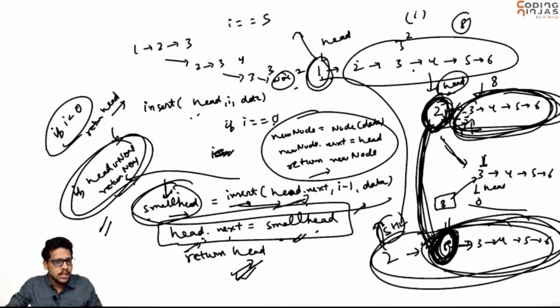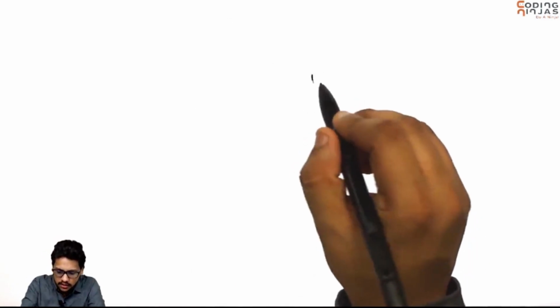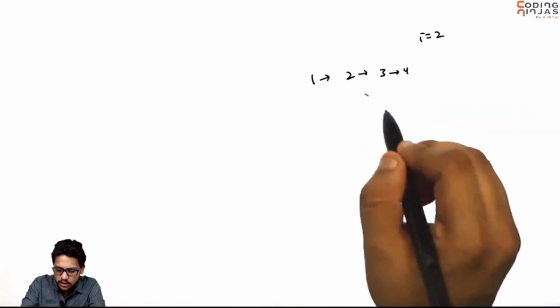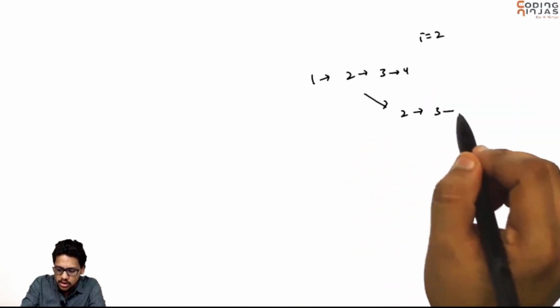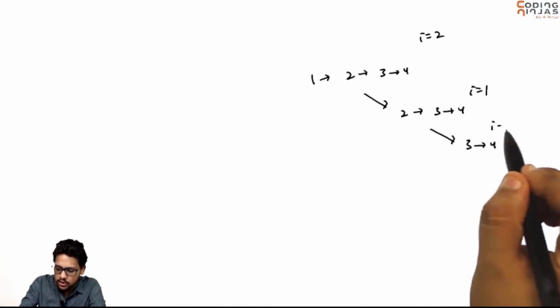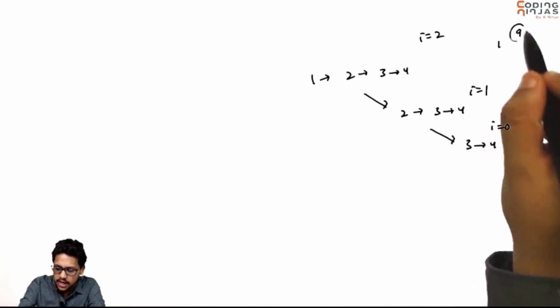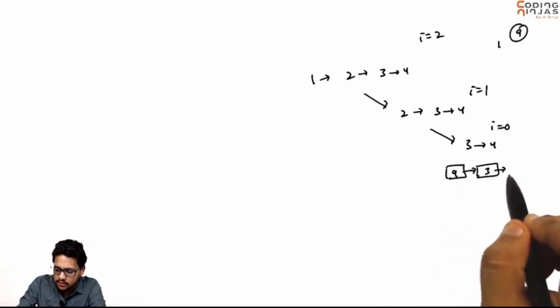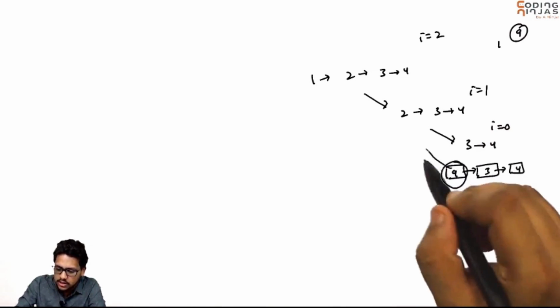I think the approach is clear. What we are following is, let's say 1, 2, 3, 4 here, I equal to 2 is given to you. You will call 2, 3, 4 to insert at I equal to 1. You will call 3, 4 to insert at I equal to 0. Let's say your data was given to be 9. You will create a new node 9 here. You will make its changes to be 9, 3, 4. You will return this as your new head.